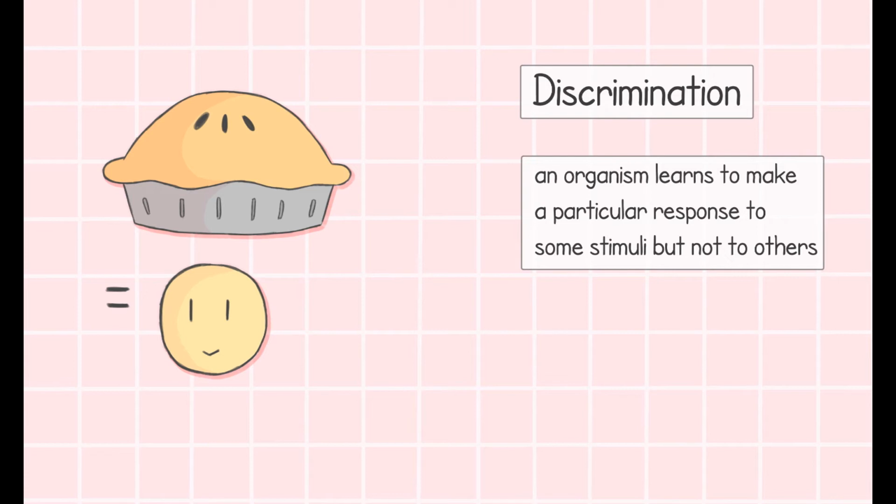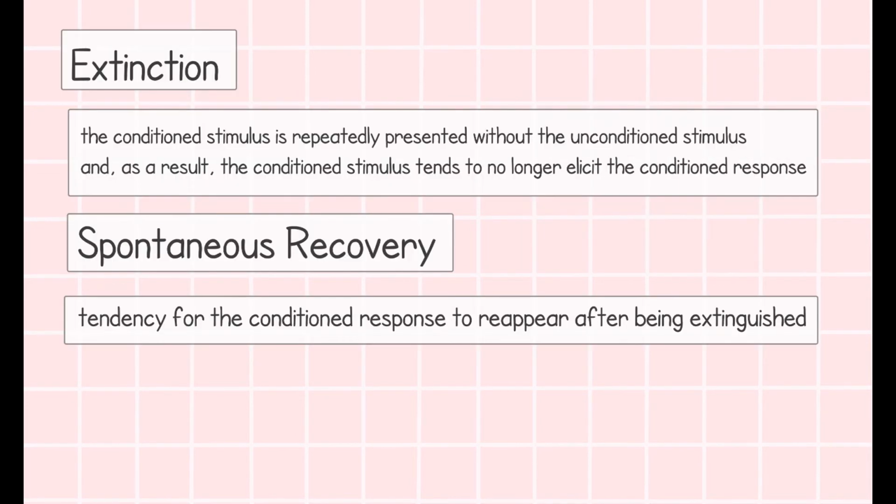Now, in the long run, you start to make exceptions. You associate cake to feelings of sickness but not pie. Now, this is called discrimination, where an organism learns to make a particular response to some stimuli but not to others. But what if at one point you started eating cake again and didn't get sick? Thus, your aversion to cake eventually faded.